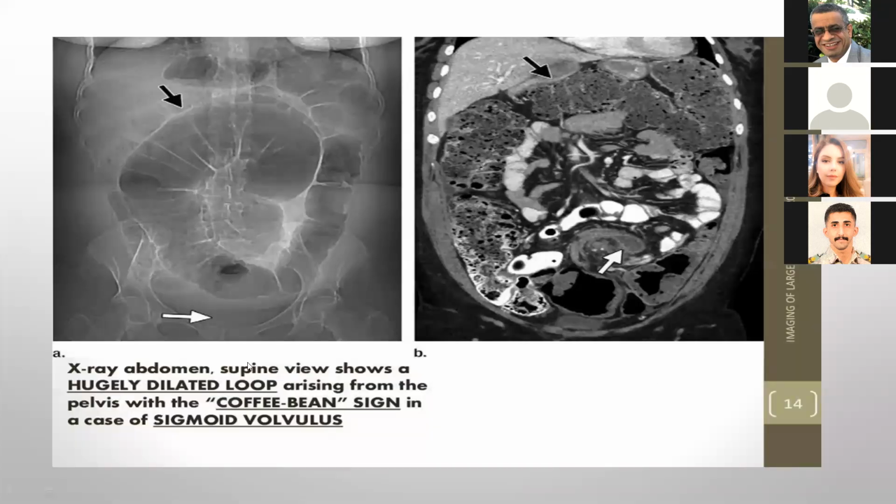This is a case: an X-ray of the abdomen, supine view, shows a hugely dilated loop arising from the pelvis with the coffee bean sign, a case of the sigmoid colon on the X-ray and on the coronal CT scan. This is sigmoid volvulus.